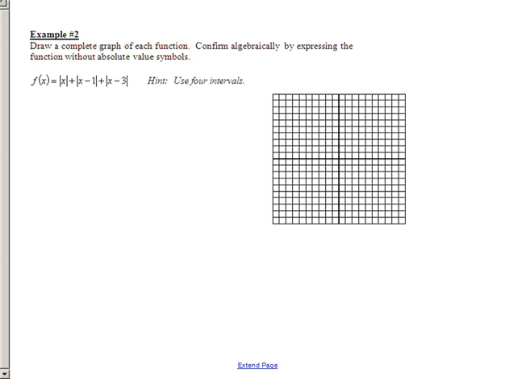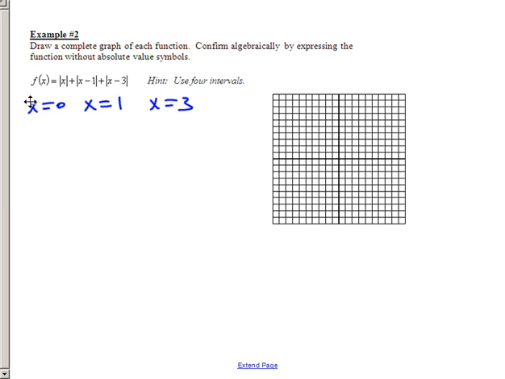First of all, we have 3 different breaking points: x equals 0, x equals 1, and x equals 3. Those are the 3 numbers that will impact when the argument of this function equals 0.